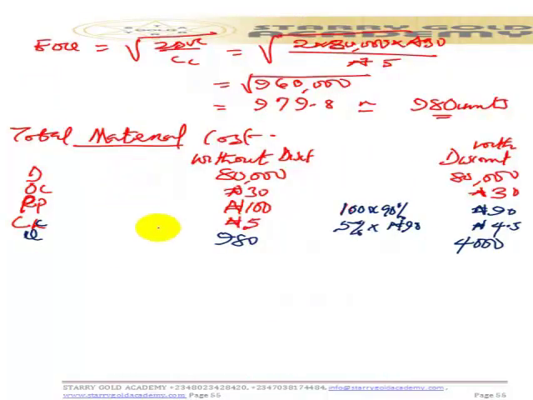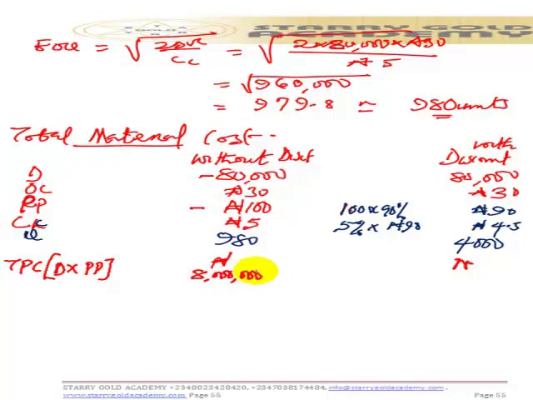So what we'll do is our total purchase cost, that's going to be the annual demand times purchase price. So it's going to be annual demand 80,000 times purchase price 100. That should give us 8 million here. And for those with discount, we have 80,000 times 90.